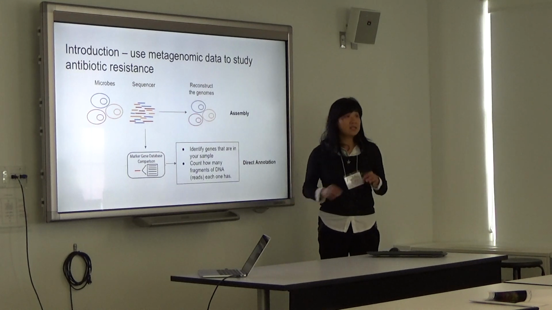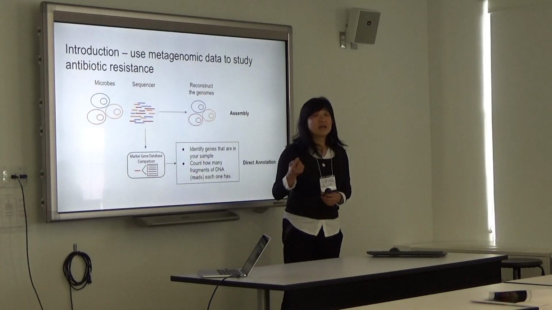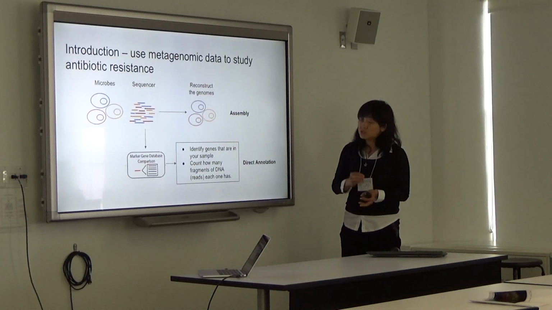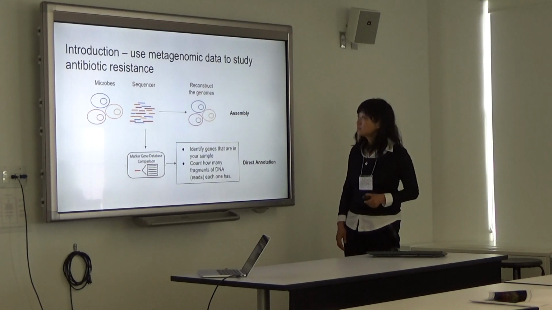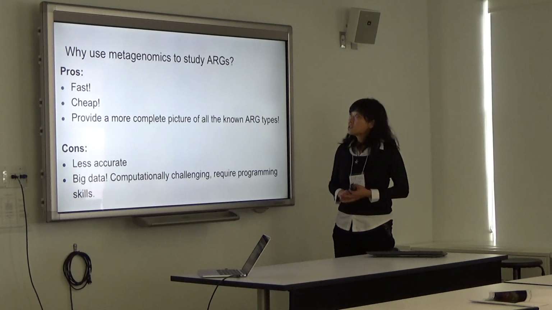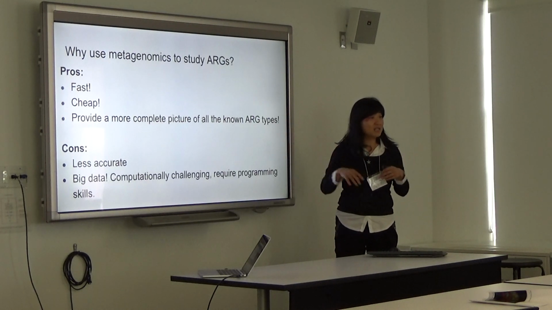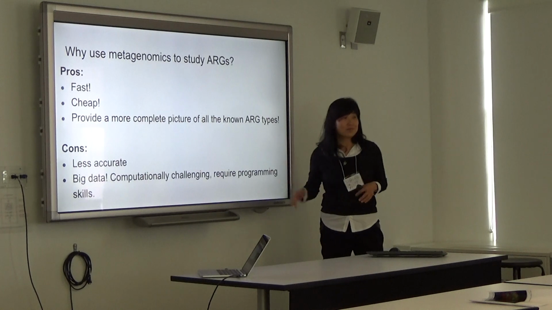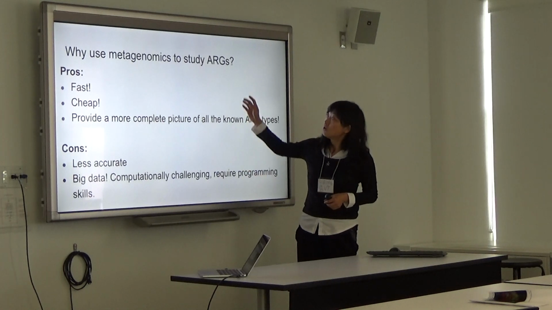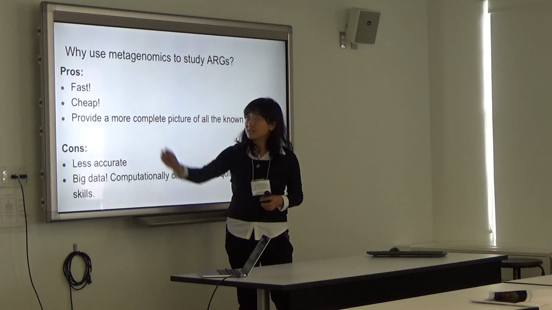Okay, so that's the bottom line: comparing these random DNA sequences with the reference database of antibiotic resistance genes, or ARGs, as we call them. So the question is, why do we want to use metagenomics to study ARGs? Thanks to Dave, who already introduced a lot of acronyms and things like novel genetic elements, so I will not explain them in my talk. So why use metagenomics to study ARGs? The pros include these main points.